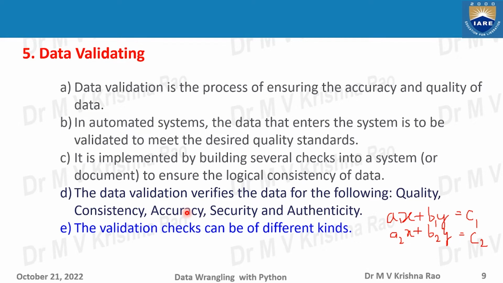Whatever we sense is through the measurement system only. Okay, so high accuracy instrument or low accuracy instrument, that is the only difference. Then consistency, as I discussed, the data should be meaningful. There should not be any inconsistencies in the data.